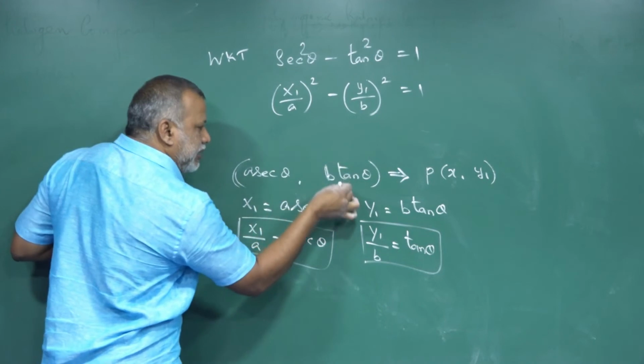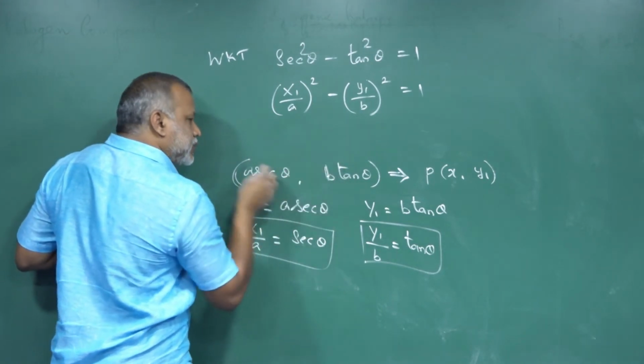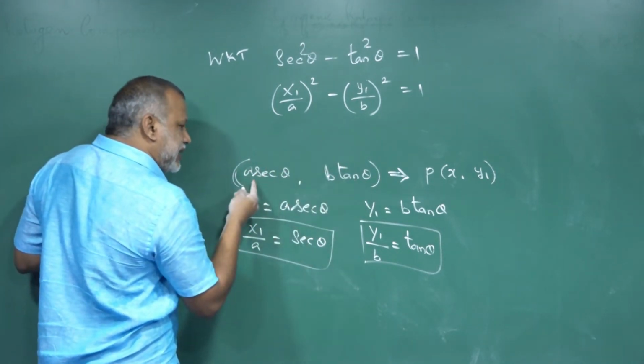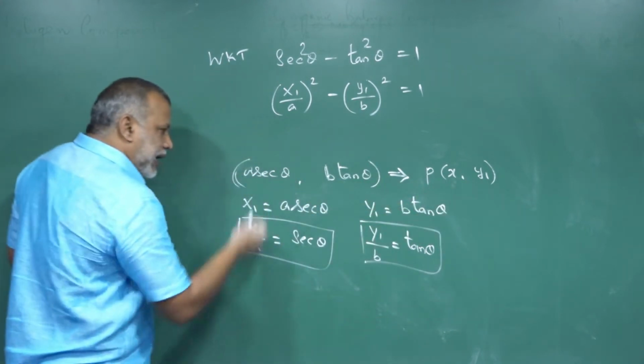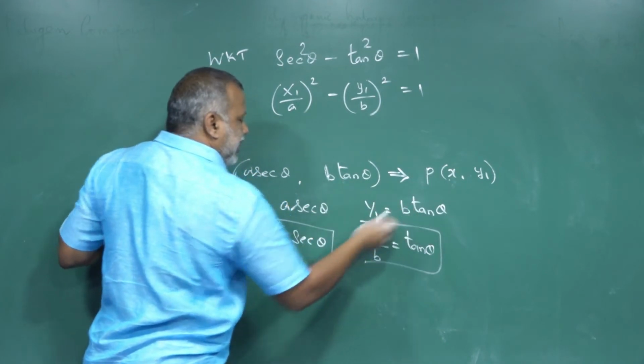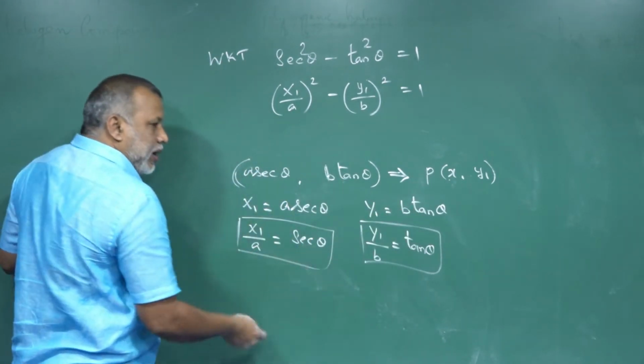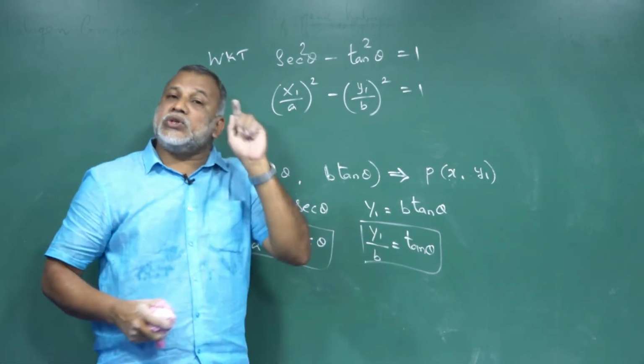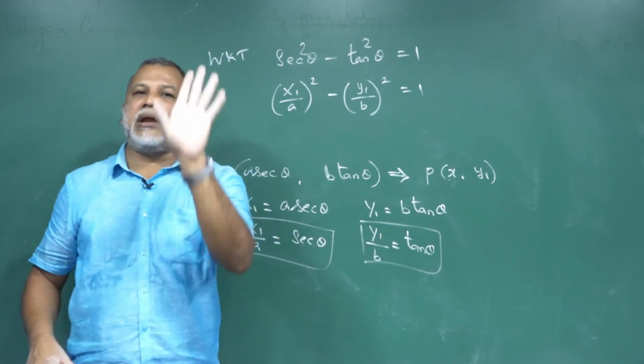a secant theta, b tan theta is the given. So given the parametric equation, we can select P of x1 comma y1. Compare: x1 equal to a secant theta, y1 equal to b tan theta. Why are we getting secant here? The question itself asks, theta is the parameter.